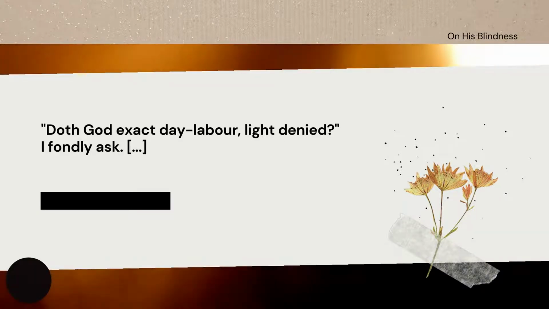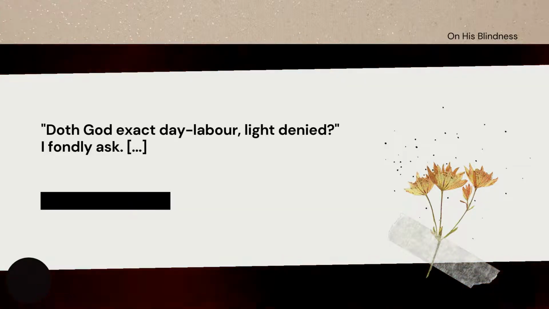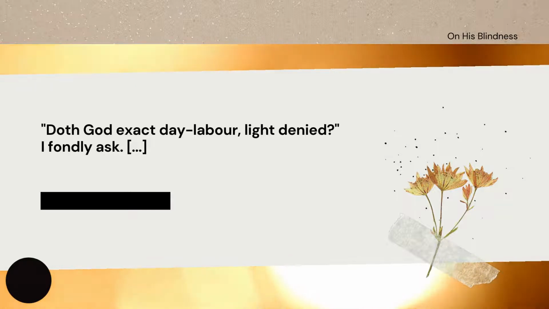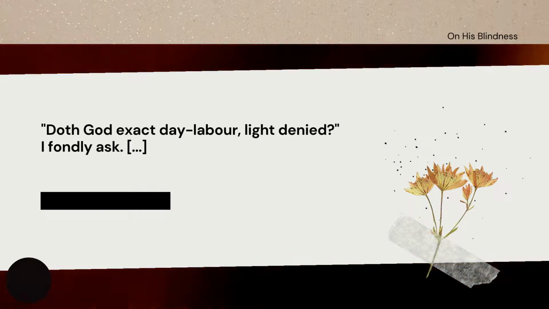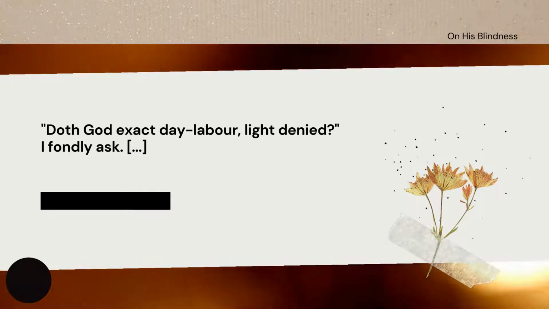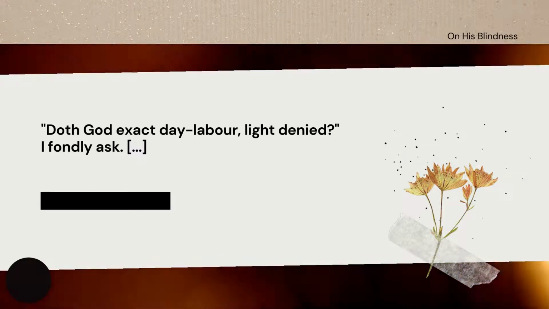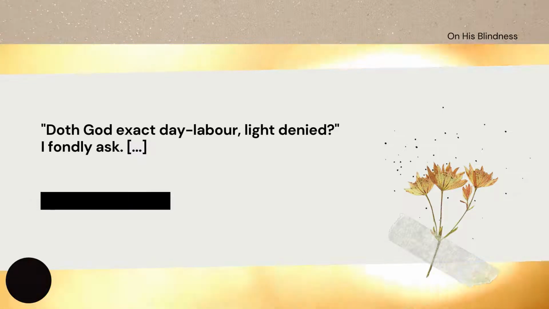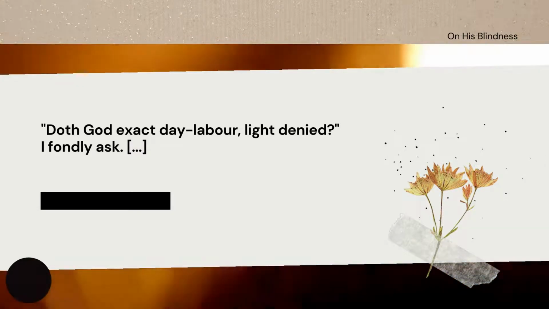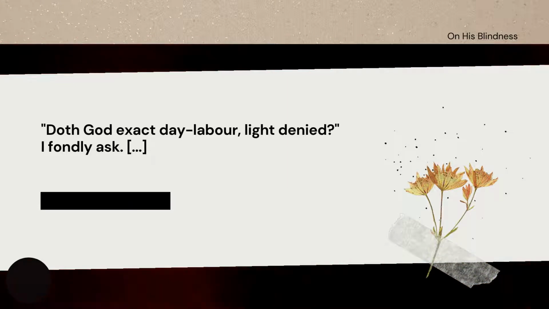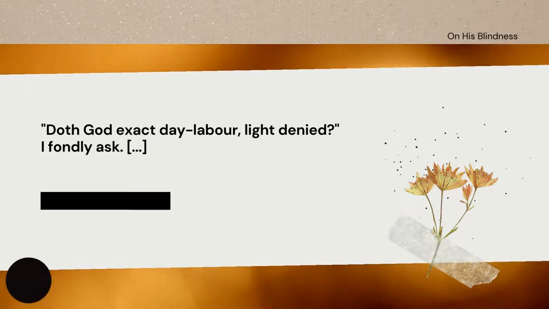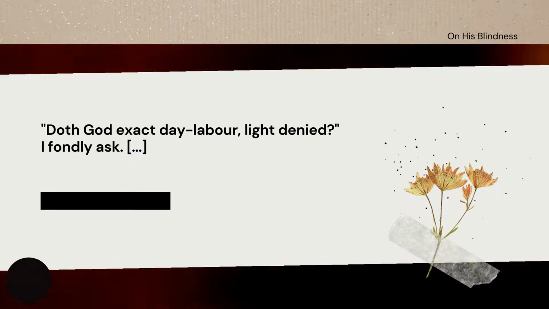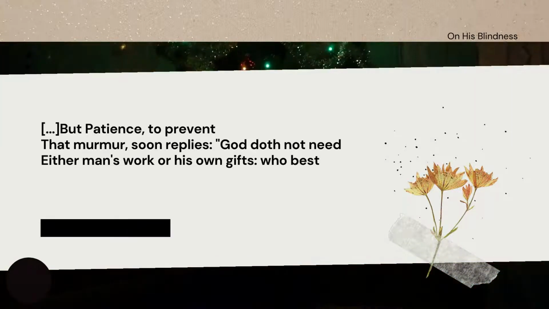So next lines, "Doth God exact day labor, light denied? I fondly ask." Finally, after thinking of all the possibilities, Milton now wonders, does God really ask people who are blind to do something for him? So he doesn't know how difficult it is for people with no light to do any kind of labor in the daylight. Then Milton calls himself a fool to ask this question.